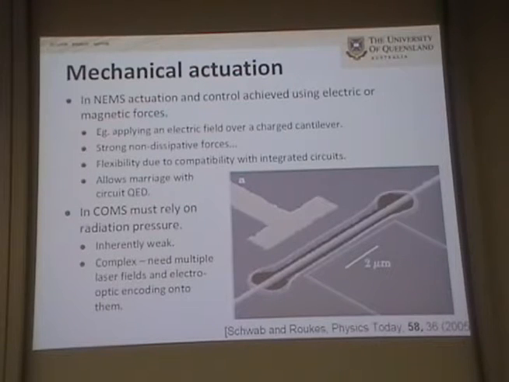So we were interested in the kind of techniques we use in NEMS because they're much stronger. So you use electrical actuation. If you've got a charged cantilever, for example, and you apply an electric field across it, then it's going to start to move. And you apply a larger and larger electric field, you can get a very large movement. So we want to use electrical actuation, both because of that and also because that means you can apply filters, electrical filters. You can use all of the technology we have available in electronics to help control the optical system. And you can think about coupling it to systems like superconducting qubits.